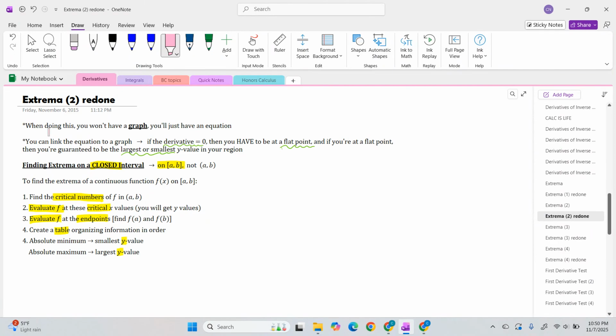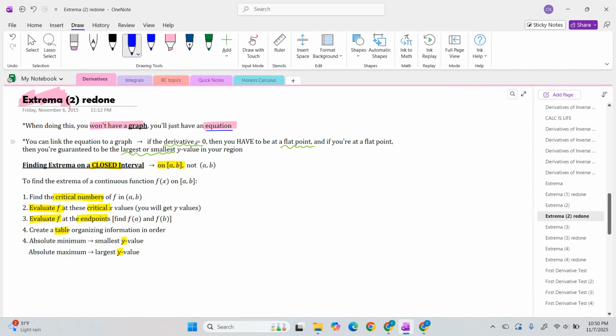But the whole point of the Extrema test, remember we are doing the Extrema test, is to find this all out without a graph. All you're going to have is an equation. So how could you possibly find an absolute max and an absolute min if you're not even looking at the graph and you just have an equation? So let's think about this here. We're going to link the equation to a graph.